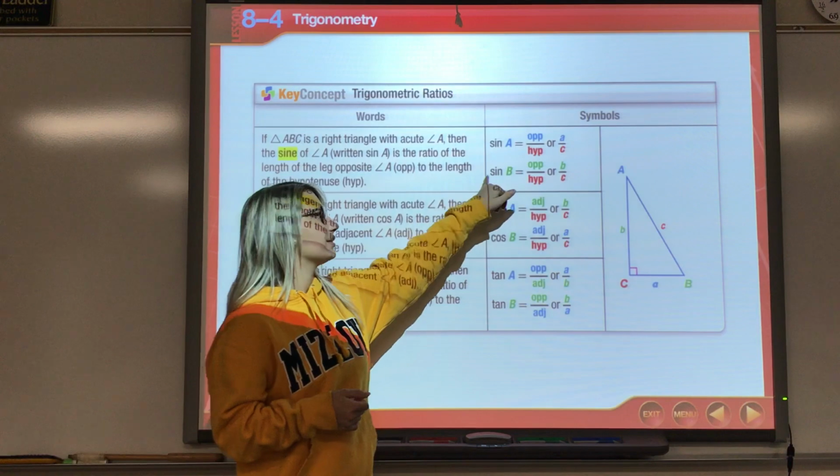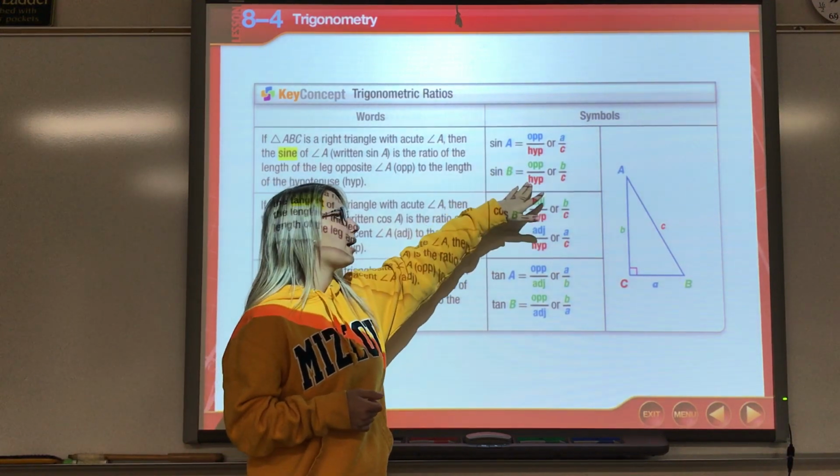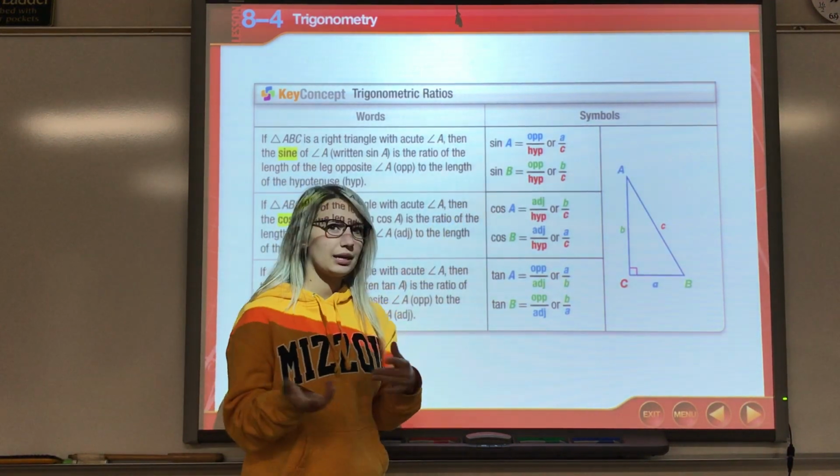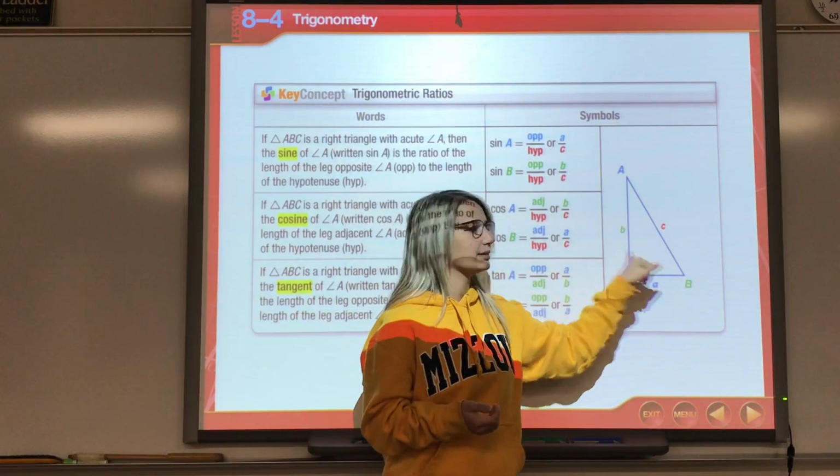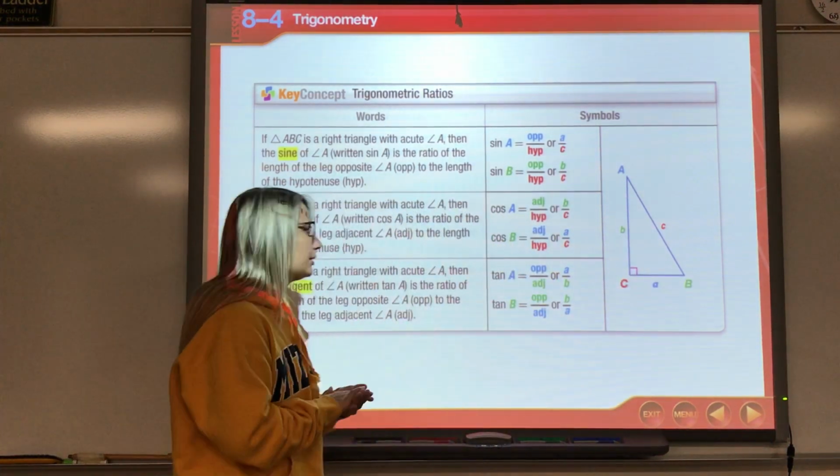Now if we wanted to find the sine of B, it's still the opposite over the hypotenuse, but notice that we're talking about side b now, because side b is opposite from angle B.